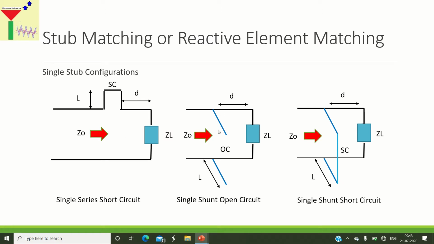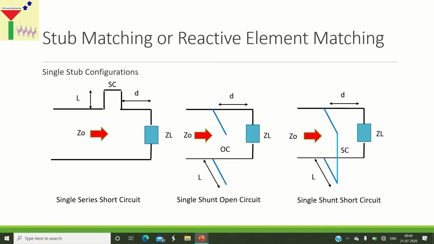Second is a single shunt open circuit stub. Third is a single shunt short circuit stub. So I request you people to quickly jot down these diagrams in your notebook, so that later on, whenever we design a particular example and draw a schematic, you should remember how this circuit looks like.